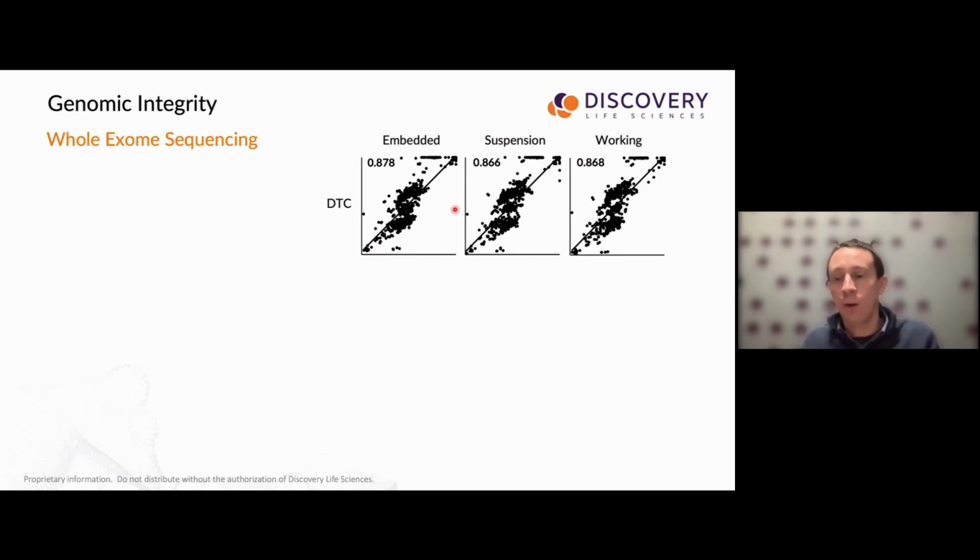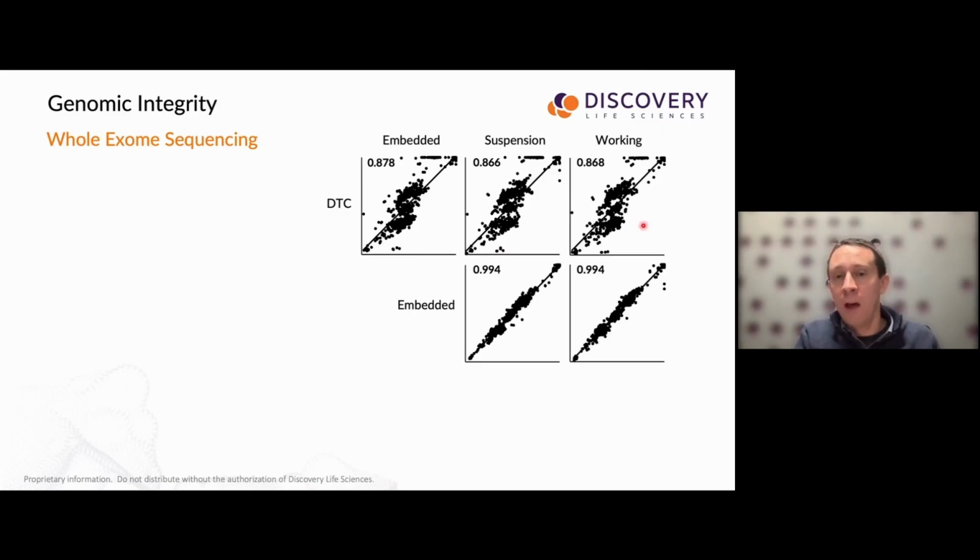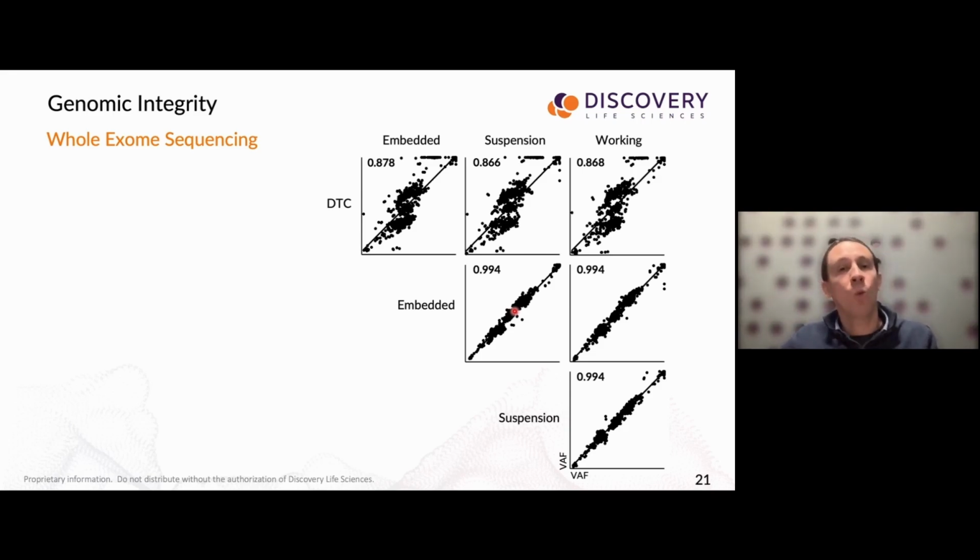And there was a high degree of correlation between the DTC, the parent tumor sample, and the embedded, suspension, and working banks. As these are developed, that correlation, if you look at the embedded bank versus the suspension bank, becomes almost nearly 1, an R-squared value of 1, so very, very highly correlative, and that is maintained in the suspension versus the working bank. So what this tells us is that the genomic integrity is maintained from that parent sample all the way through to the working bank that we're going to use for our studies.